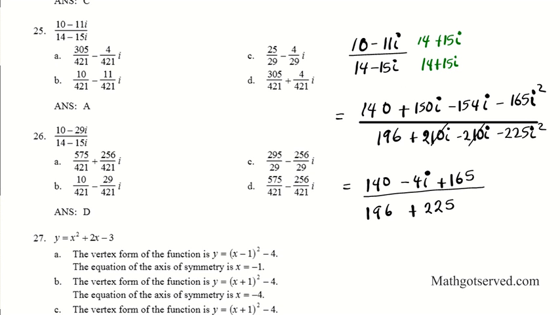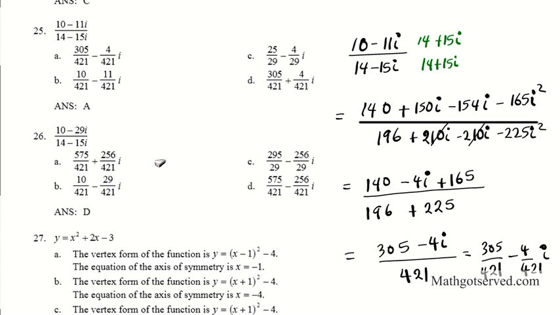Simplifying further, we're going to have 140 plus 165, actually it's 305, 305 minus 4i. If you add up the denominators, 196 plus 225, 1 carry 1, 421. You're going to end up with 421. And if you break them apart, you're going to have 305 over 421 minus 4 over 421i. Your final answer is option A.